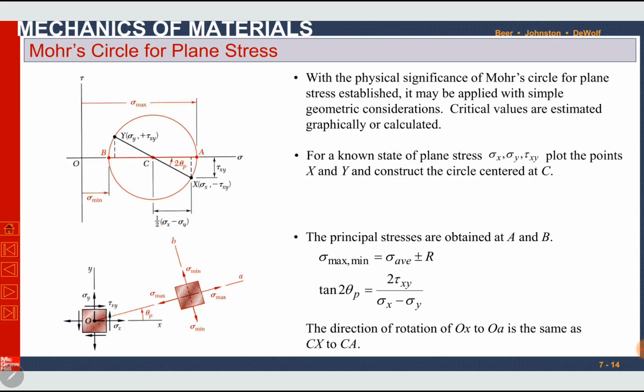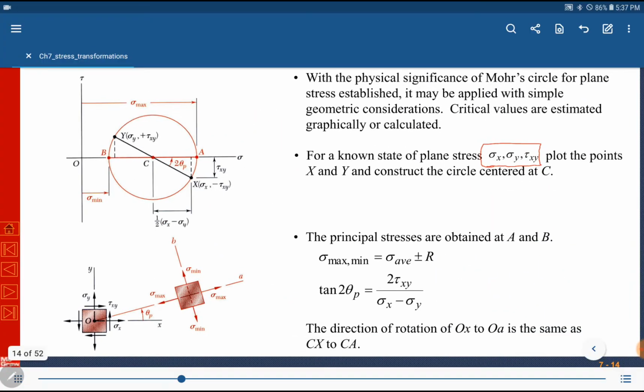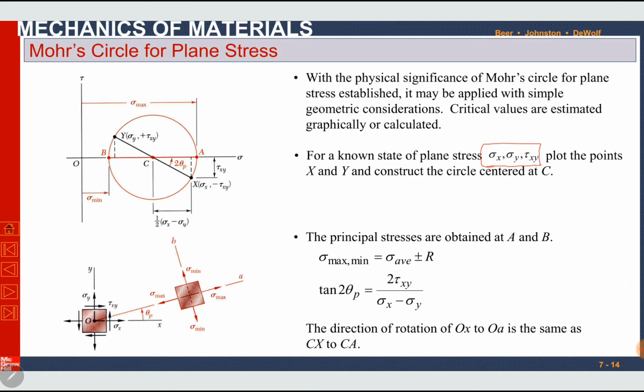For Mohr's circle, we must know the given sigma x, sigma y, tau xy. These must be given, remember it. We need to draw 2 points on a graph paper, x and y. Remember, x has coordinates of sigma x and minus tau xy, while y has coordinates of sigma y and plus tau xy. Remember that in point x, tau xy has a negative sign, in point y, tau xy has a positive sign.